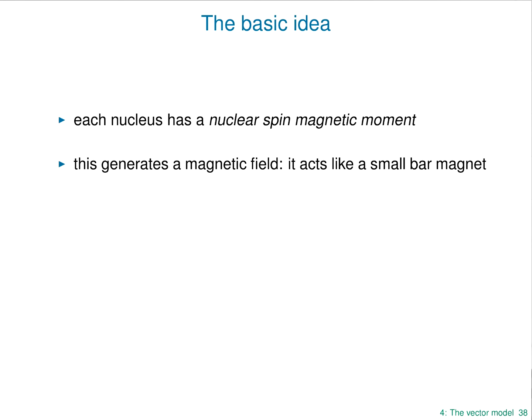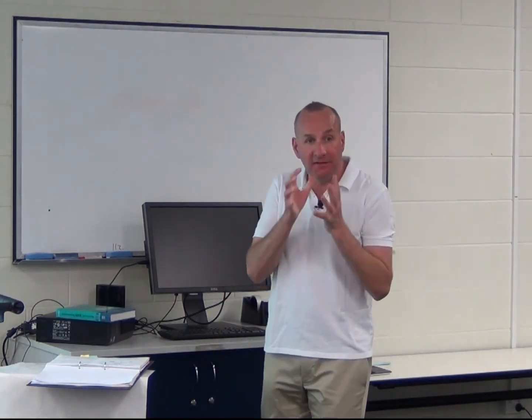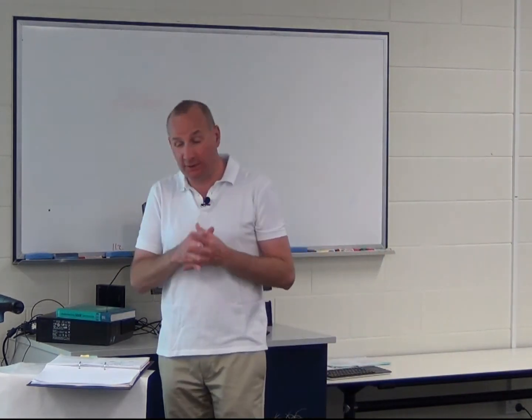So you've got this idea that each nucleus has this little magnetic dipole or magnetic moment. And it's this magnetic moment that interacts with the magnetic field that you apply. So you've got your spins there, each of which has a little magnetic moment. You apply your big, strong magnetic field from the magnet, and there's an interaction between them. And this interaction, of course, is what we study in NMR.